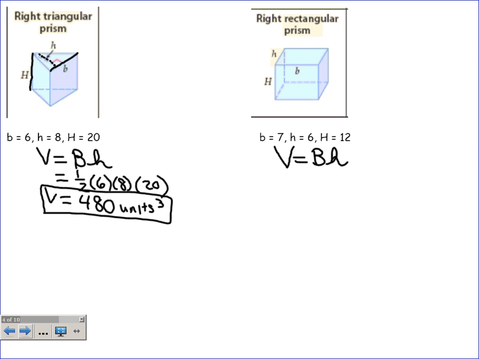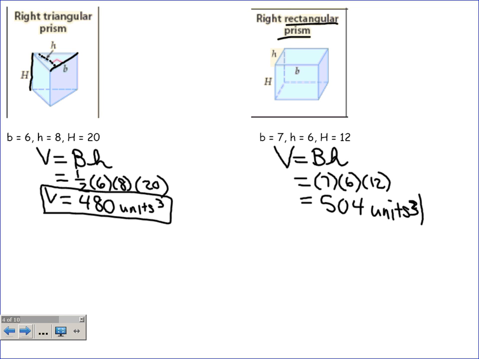Is it a square? No. It's not a cube either. It's a rectangular prism. It's actually labeled that right above it. How many people got 504 cubic units? Not me.